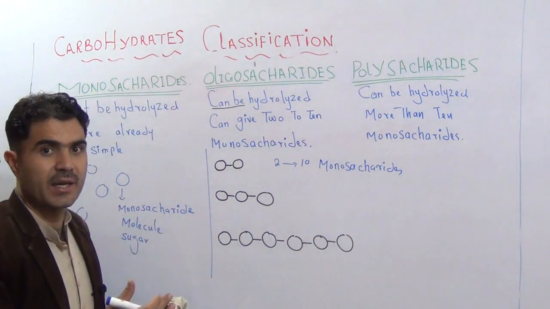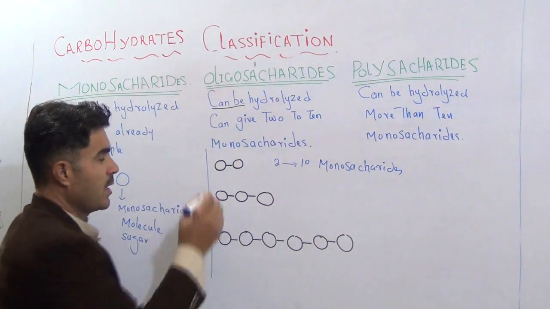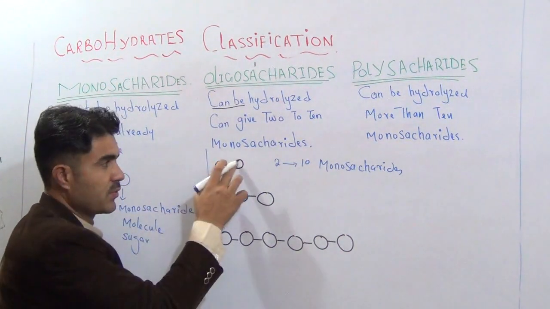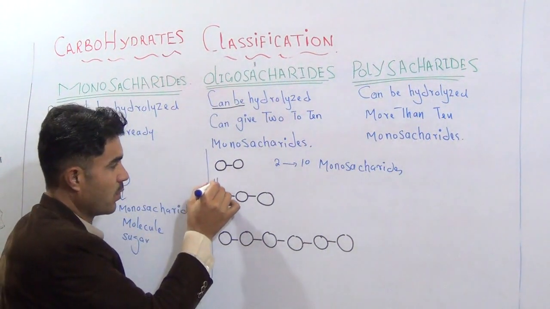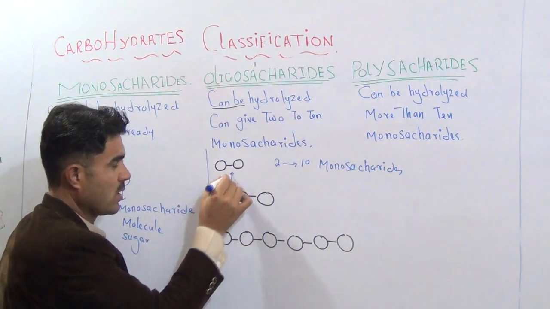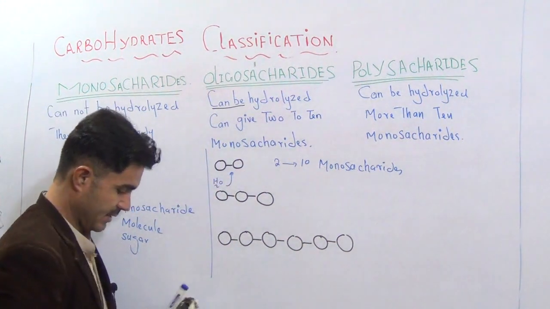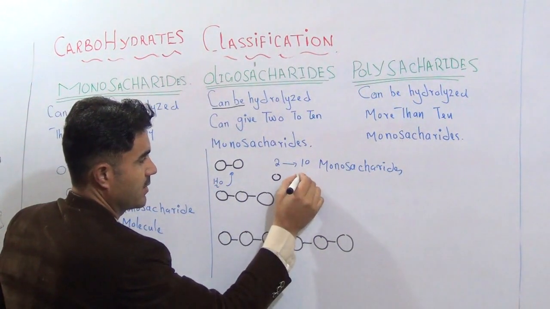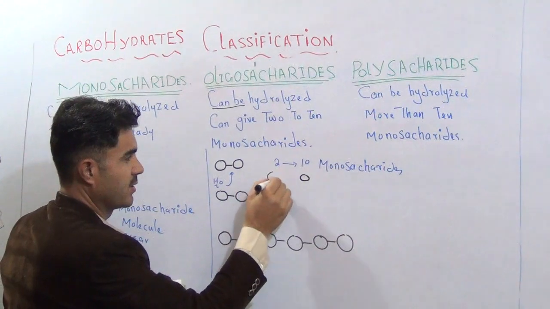Above 10 monosaccharides, we will give them another name, polysaccharides. So 2 circles, you can call it 2 monosaccharides attached. If I add H2O, definitely these 2 will be separated, like this. Okay, yes. Now these 2 monosaccharides are separated.